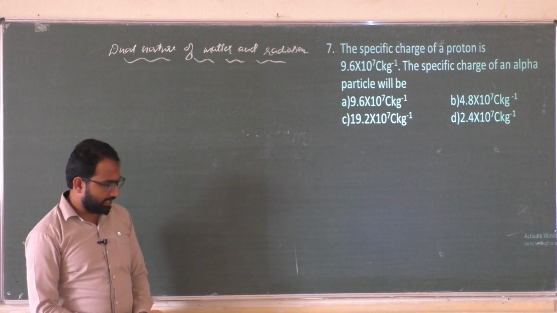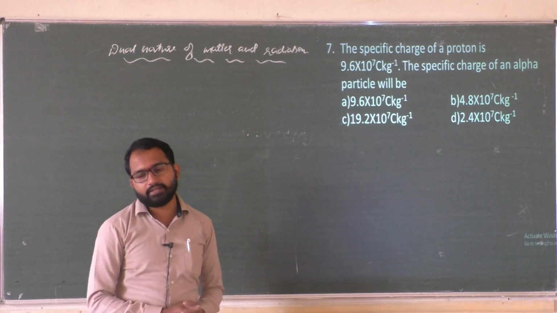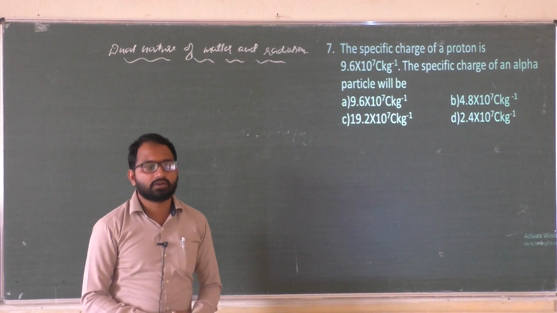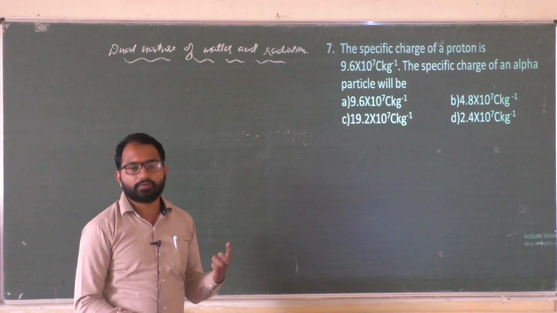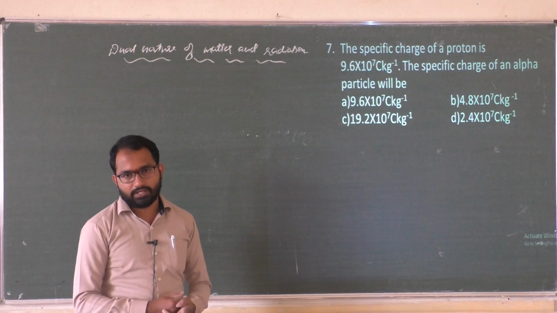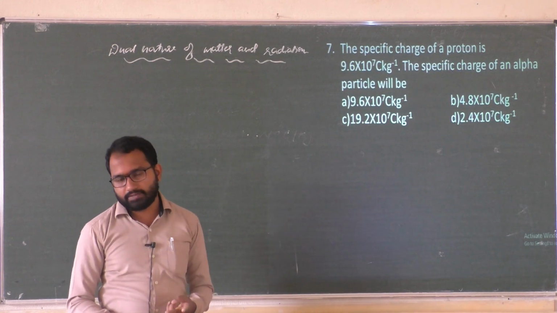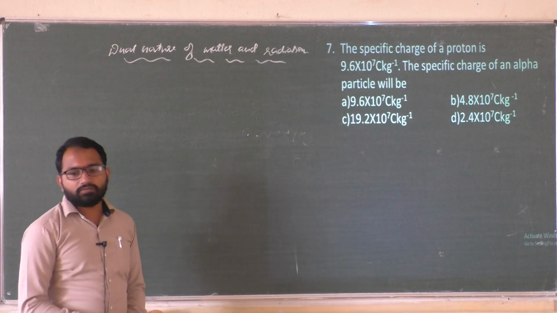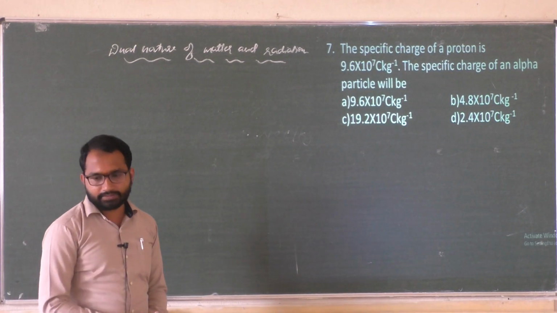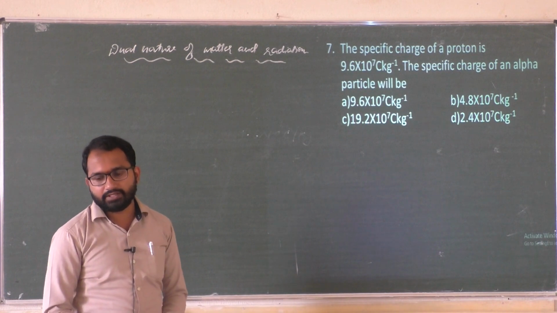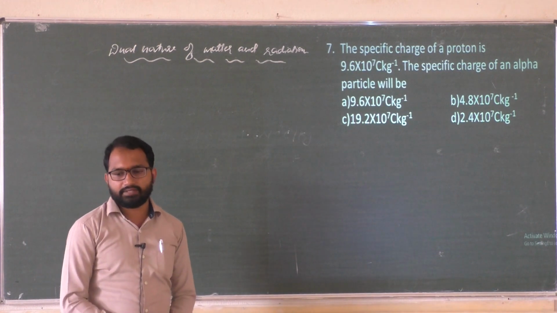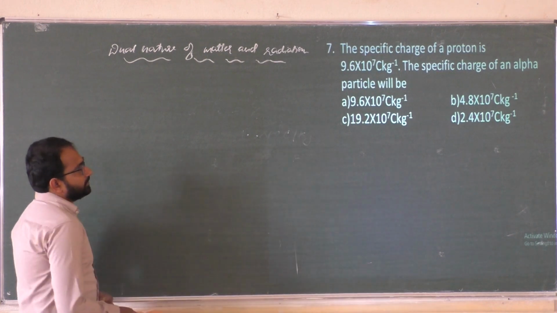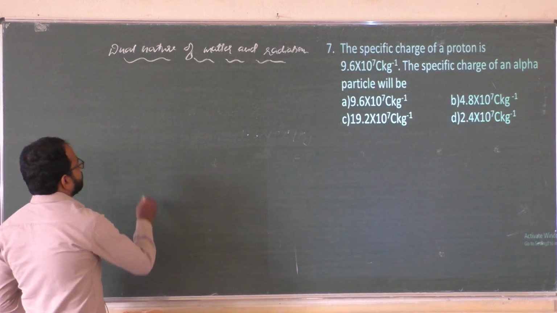What do you mean by an alpha particle? What is that alpha particle? It is a helium nucleus. Helium nucleus is called alpha particle, which has 2 protons and 2 neutrons. Atomic number is 2 and mass number is 4. So you are given the specific charge of proton. What is the specific charge of an alpha particle? You have to calculate. Okay, so how to solve this problem?